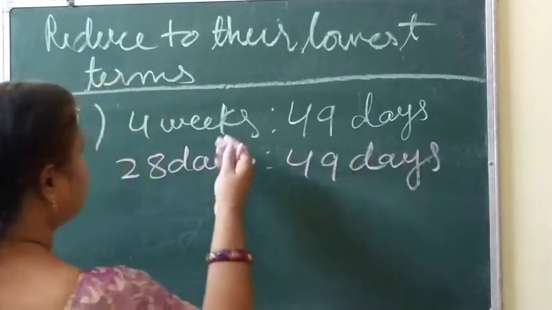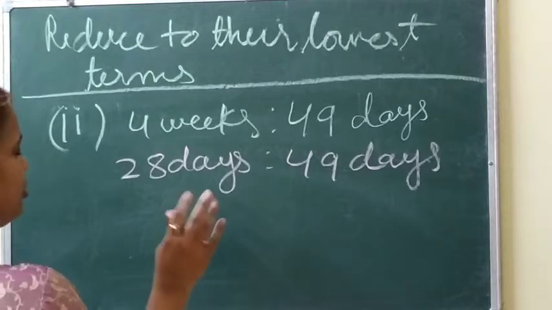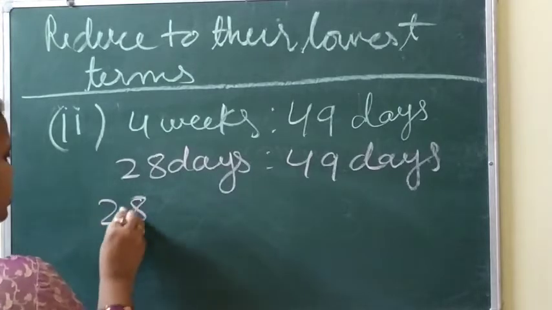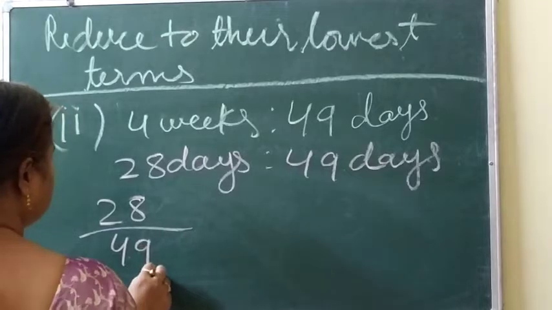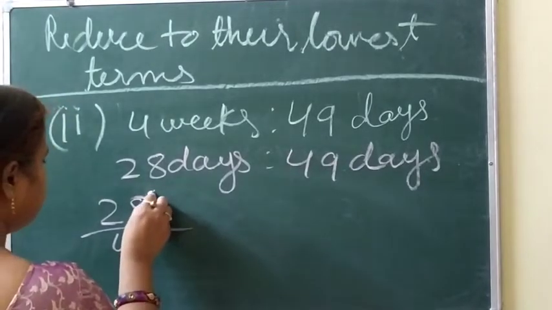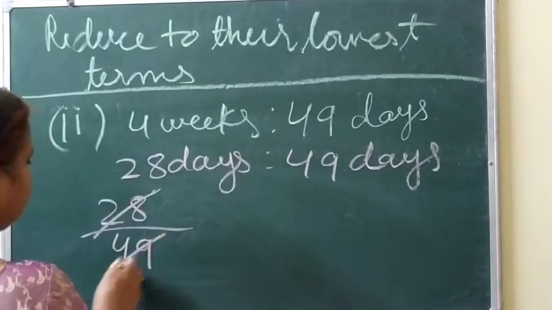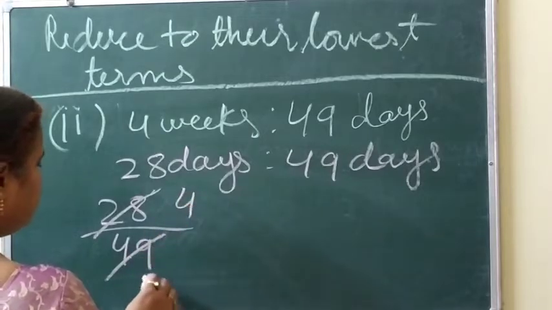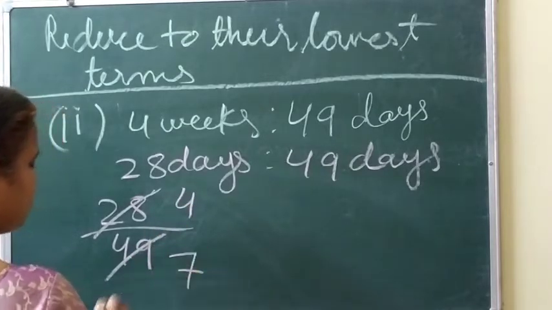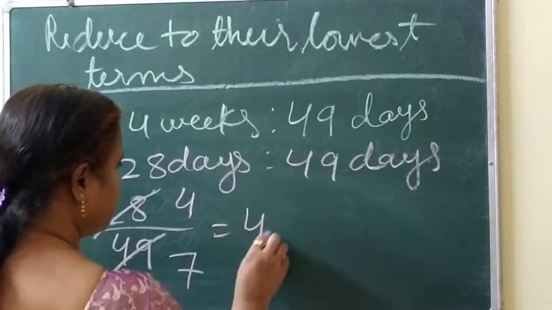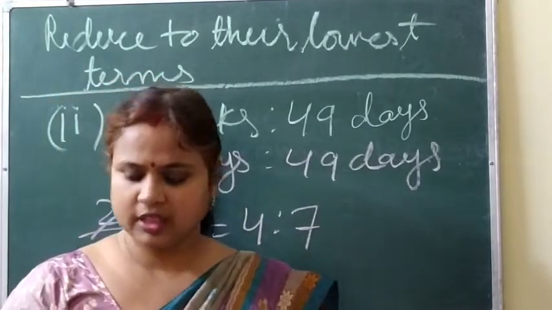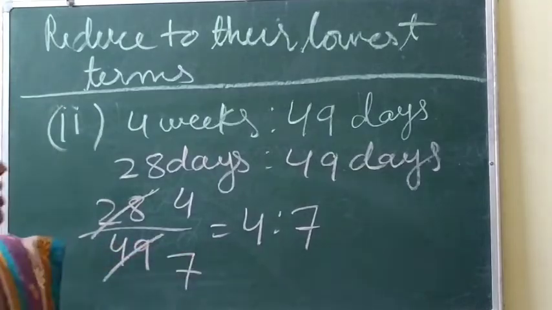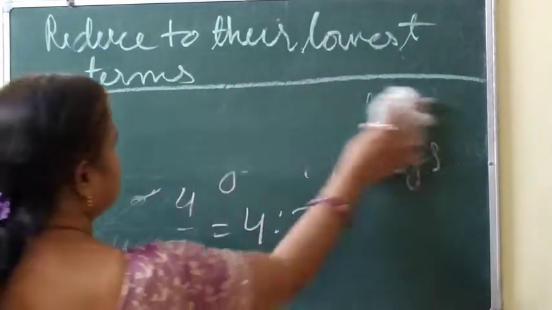This ratio we have to reduce to the lowest term. So 28 divided by what? 49. Clear? So 28 49 means what? How many times? Yes, 7 4s are 28 and 7 7s are 49. So the answer will be what? 4:7. Clear?